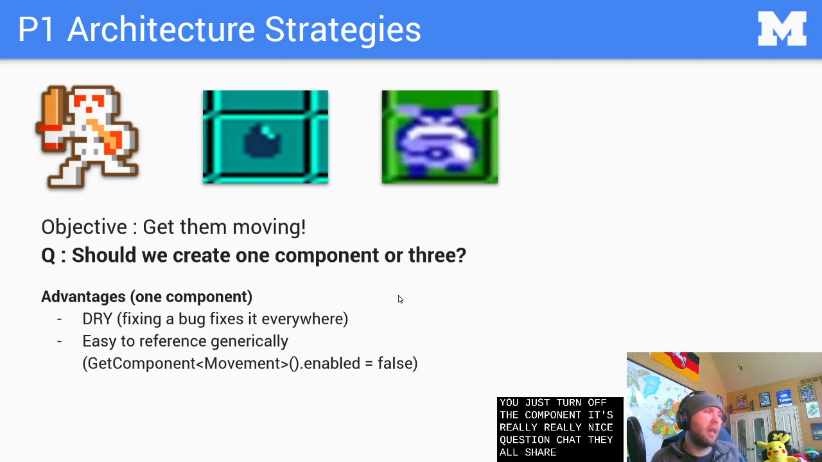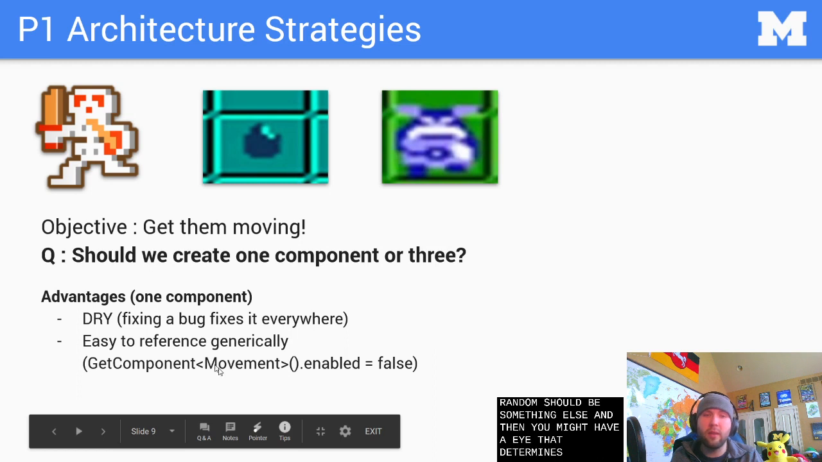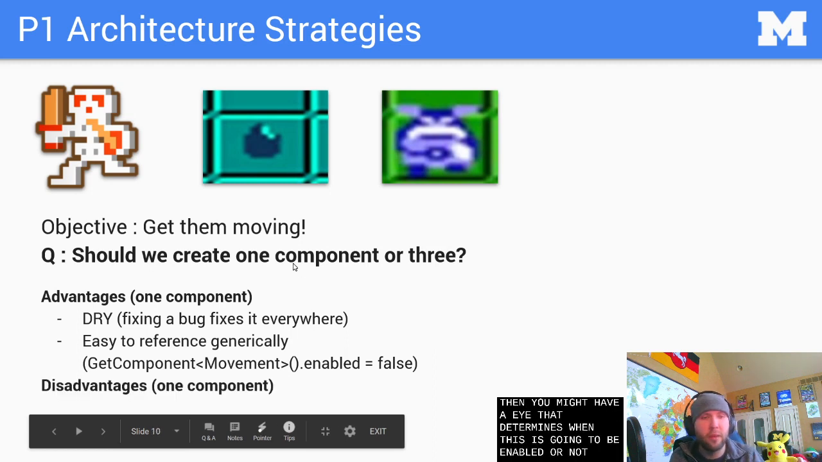They all share the same movement logic, but have different AI logic for determining how to move. Yeah, so one thing you could do if you wanted to make this one component is add some public properties to this component, some public bool or public int, that might determine, hey, when should I stop? How long should my stops be? Stuff like that. Should it be random, should it be something else? And then you might have AI that determines when this is going to be enabled or not.